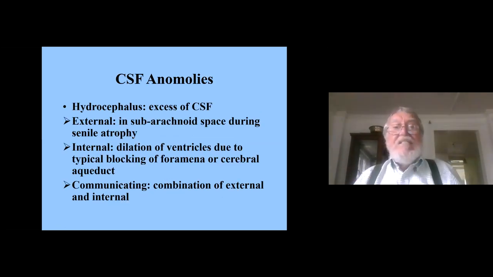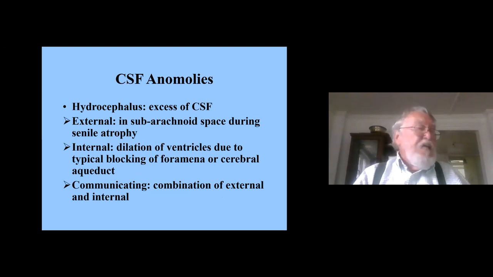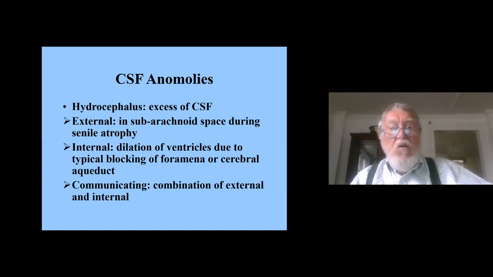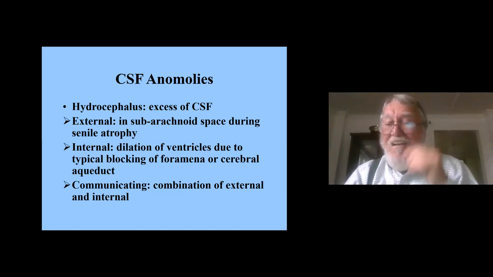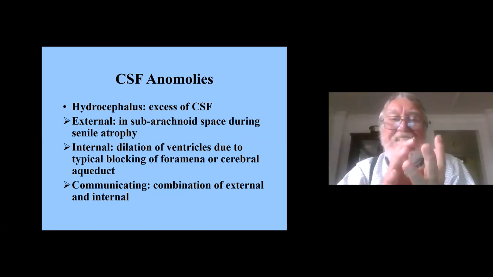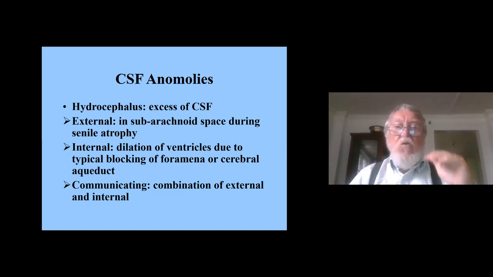So now what I want to consider is CSF anomalies. The worst anomaly of CSF is hydrocephalus, literally known as water on the brain. But it's not water, it's this increased amount or excess of CSF. So there are two different forms of hydrocephalus, an external form and an internal form.